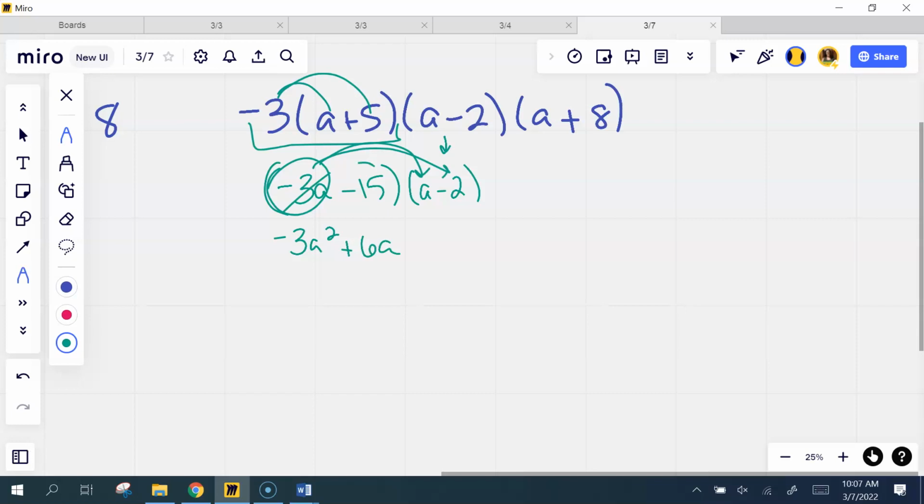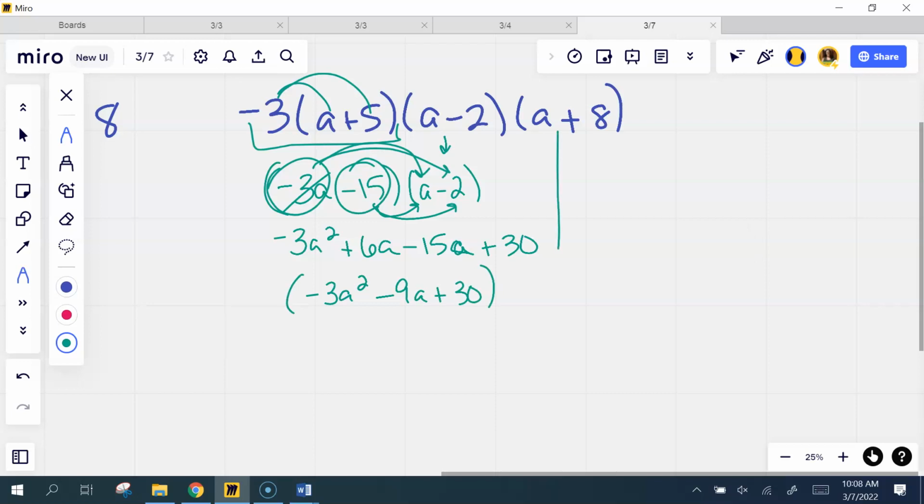So I'm going to move on to the next one. Negative 15 times a. And then negative 15 times negative 2 is plus 30. Clean it up first before you take it to the next piece. So this would be negative 3a squared minus 9a plus 30. I still got one more piece here. See how we're just doing 2 at a time, 2 at a time, 2 at a time until we get through everything.